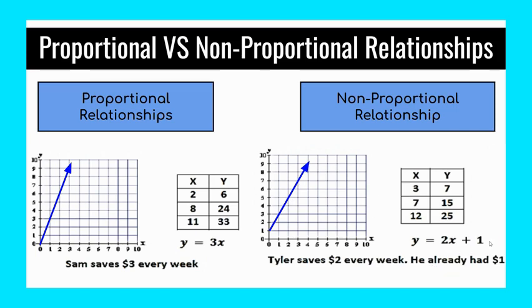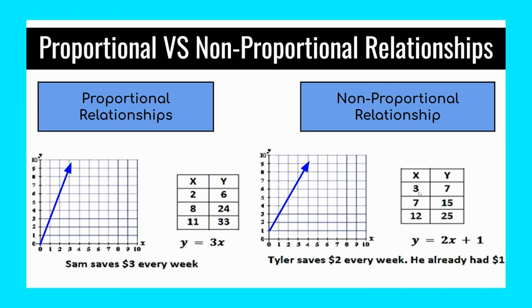Okay, so I'm adding something on to this. Looking at the equation, you've got this plus 1, whereas over here I wasn't adding anything. That tells you it's non-proportional. That's that starting point. I can also tell it's non-proportional because it doesn't touch 0, 0. The line does not touch the origin.